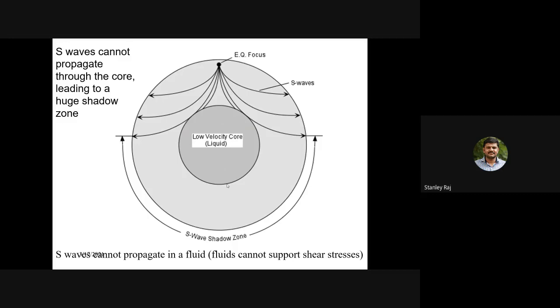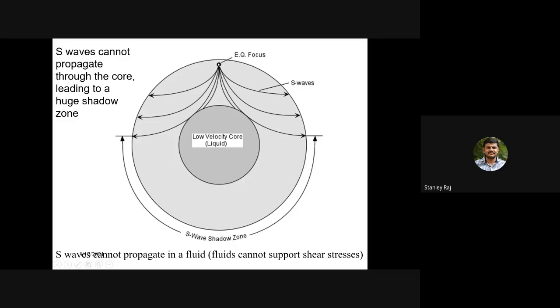How do we obtain this shadow zone? A shadow zone is the zone where the earthquake waves cannot reach the seismic station. Why? Because the S waves cannot propagate through the core. S waves cannot propagate in a fluid, since fluid cannot support shear stresses. That's why the outer core, which is in liquid form, does not allow the S waves to travel through it.